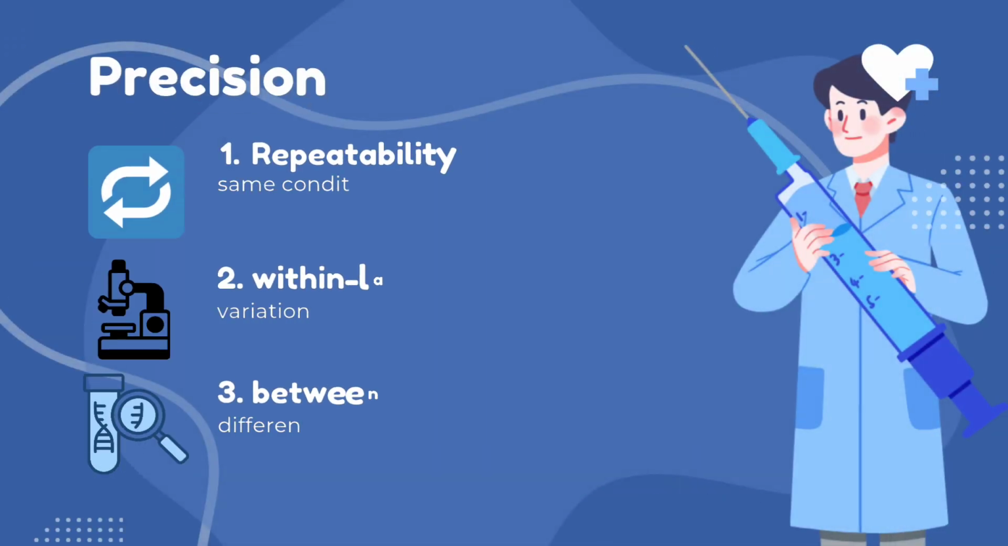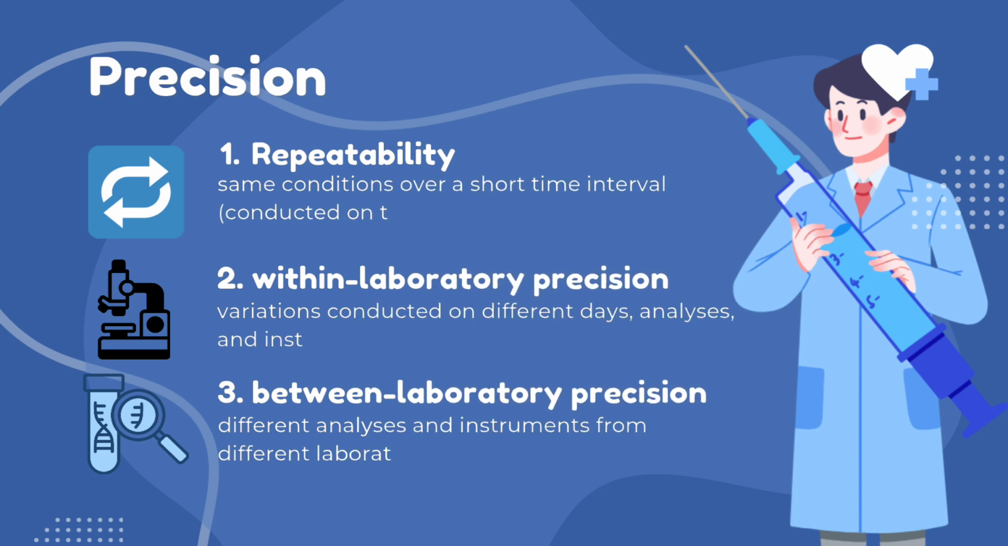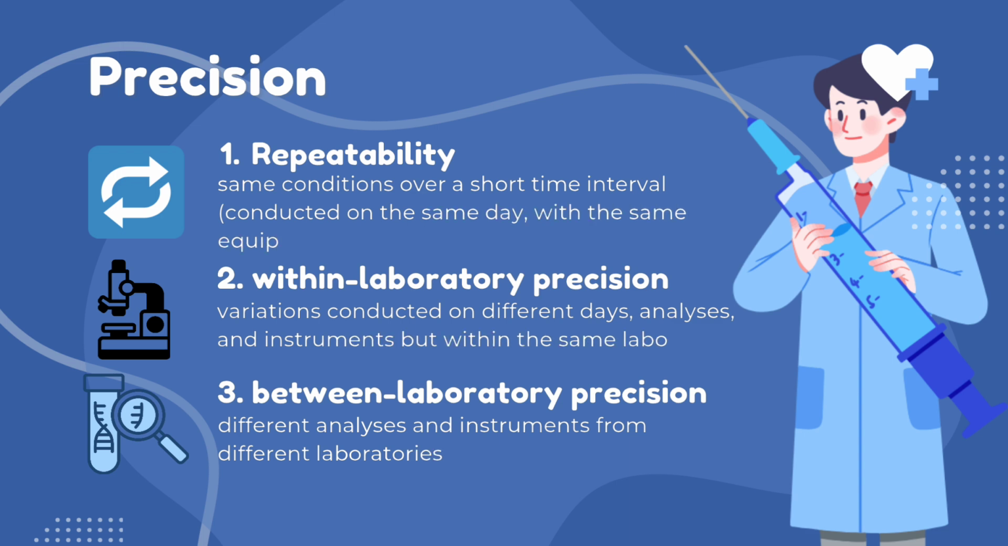Precision. 1. Repeatability: same conditions over a short time interval, conducted on the same day with the same equipment and conditions. 2. Within-laboratory precision: variations conducted on different days, analysts and instruments, but within the same laboratory. 3. Between-laboratory precision: different analysts and instruments from different laboratories.